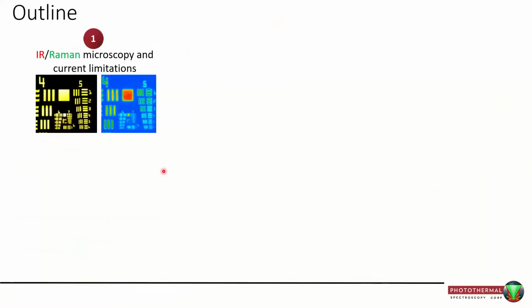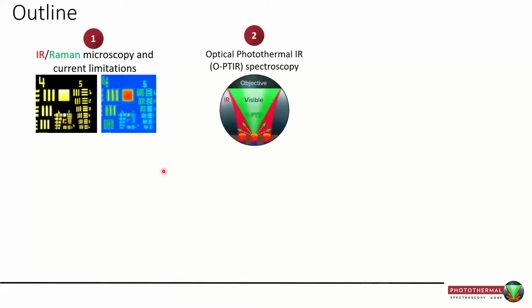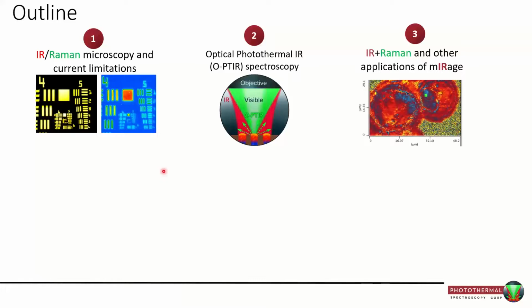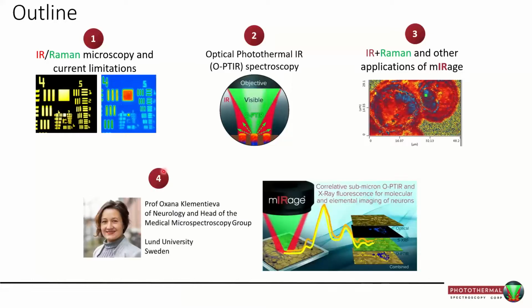The outline today, in fact, I'll be doing the first half of this, I should have said. I'll go through, and I really want to introduce and remind or make aware some of the current limitations when it comes to infrared and Raman microscopy. I'll take you through how O-PTIR overcomes those limitations, how it works. Then I'll take you through a range of applications, mostly bio, but also a few non-bio applications to give you a sense of the broad application base that we appeal to. And then in the second half, I'll hand over to Oxana for the main part of today's webinar.